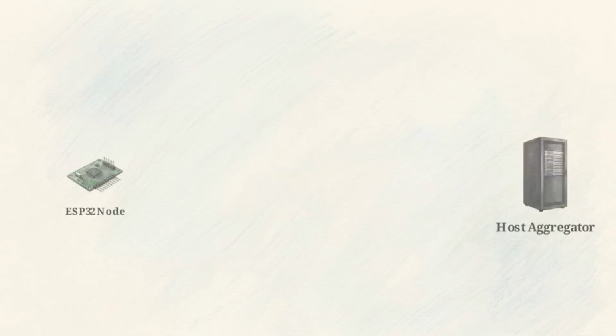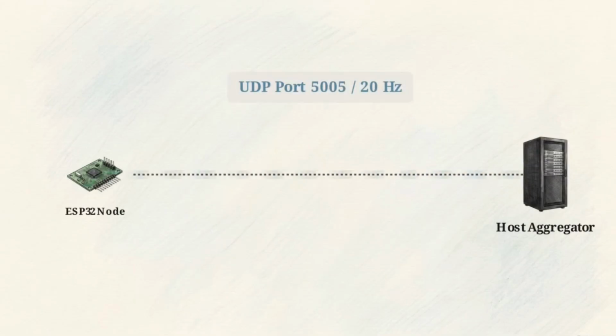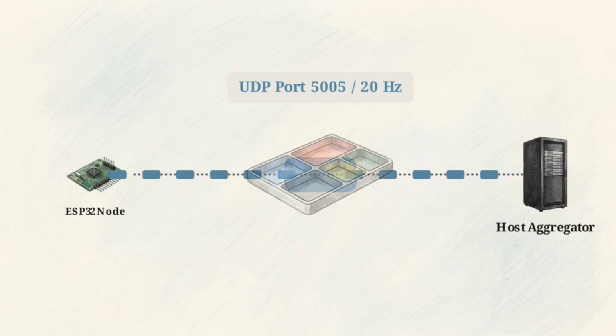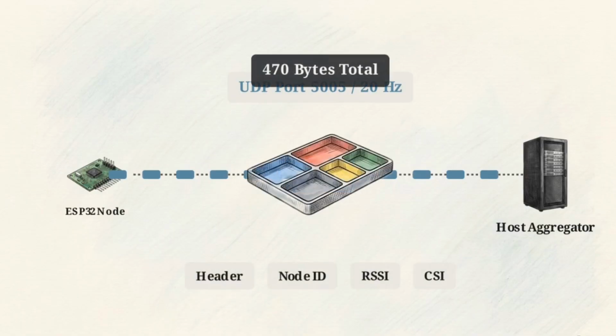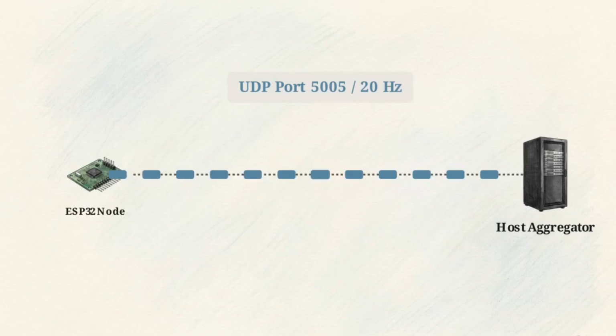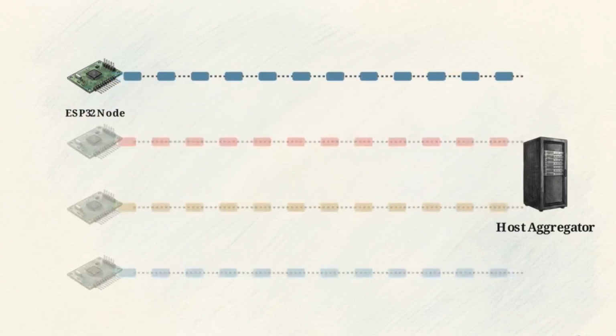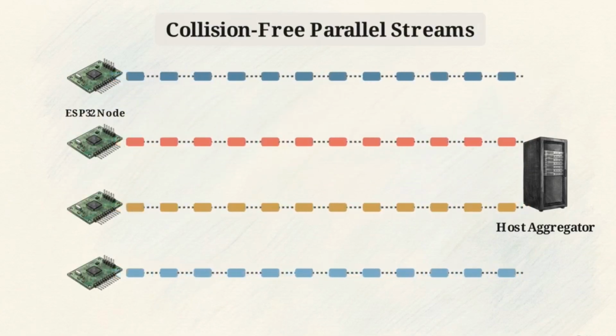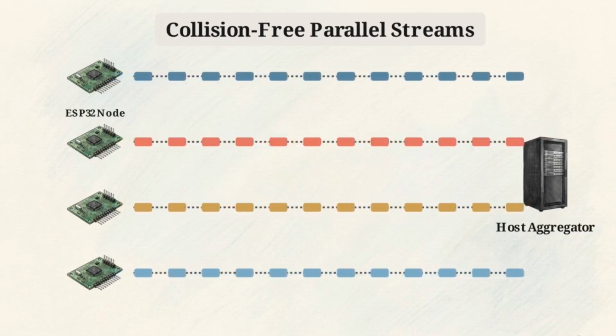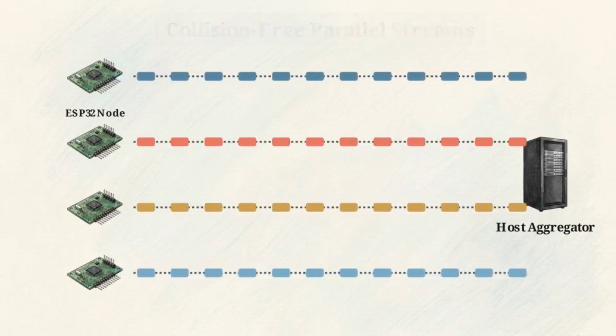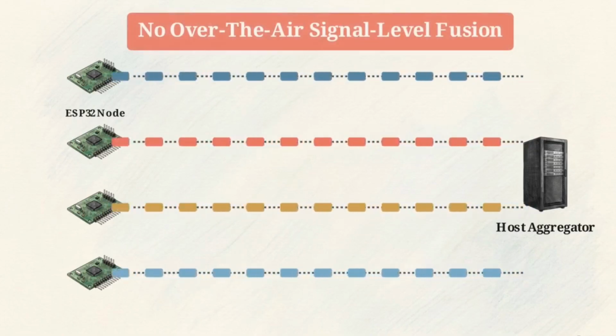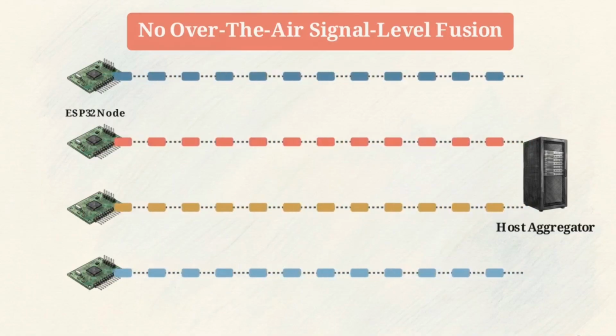This topology map illustrates the next phase, moving that 470 byte frame from the ESP32 node to a central host aggregator. The transport mechanism is a continuous UDP stream on port 5005, pulsing at roughly 20 frames per second. Limiting the payload to 470 bytes allows the network to support multiple nodes operating simultaneously without collision. This architecture allows us to expand the system into a full ESP32 multi-node mesh.